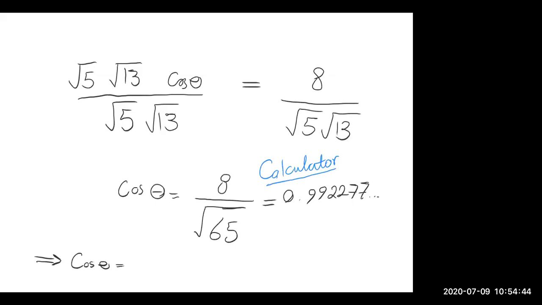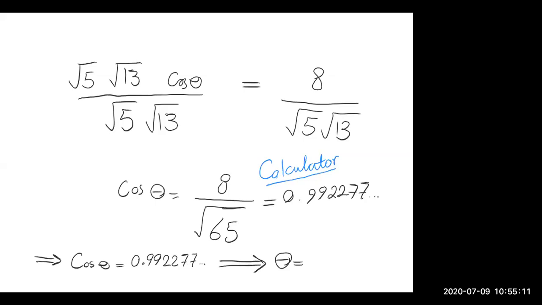That's a good question, Rebecca. Yeah, there are ways to imagine, to see what the intuition of the inner product is. So cosine of theta is equal to 0.992277, etc. What is the angle theta whose cosine is equal to that? Can anyone tell me how we can compute theta?